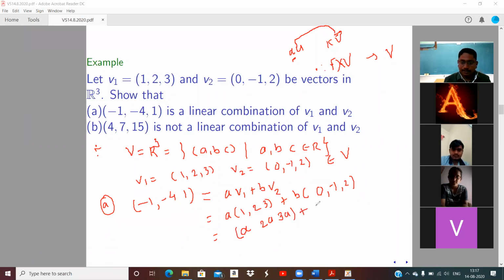R3. 0 into B, 0 into -1, -1 into B, and 2 into B. So after addition, I will get A plus 0, second 2A minus B, and third 3A plus 2B. So what is it? It is actually equal to -1, 2A minus B is 4, and this is 1. We have to solve it for A and B. So directly you get the value of A as -1 here.